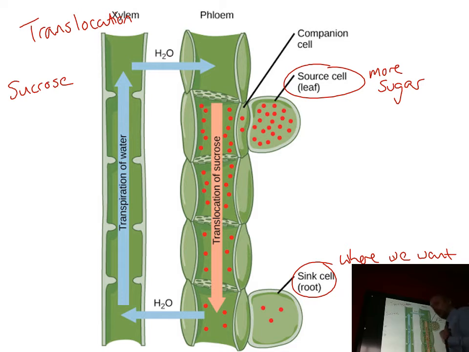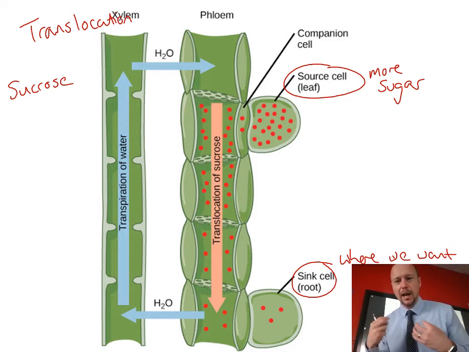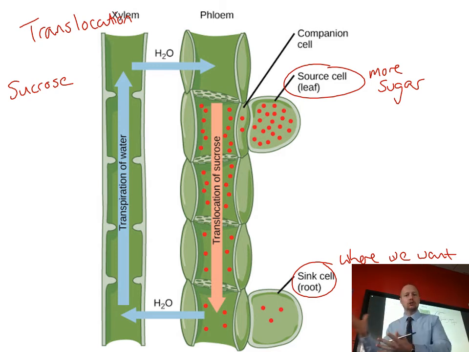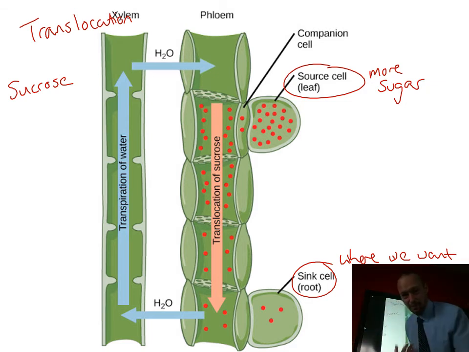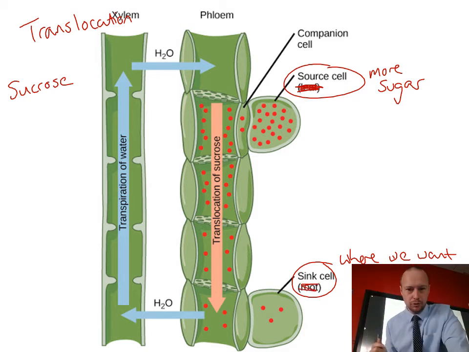And when I say where we want it to go in this question, it's where we think it's going to end up. So obviously the plant's controlling this, but yeah, it's not always from the leaf to the root, but in this example it is from the leaf to the root. But I can get rid of that if you want. So it does say leaf to root there, but it's from the source cell to the sink cell.